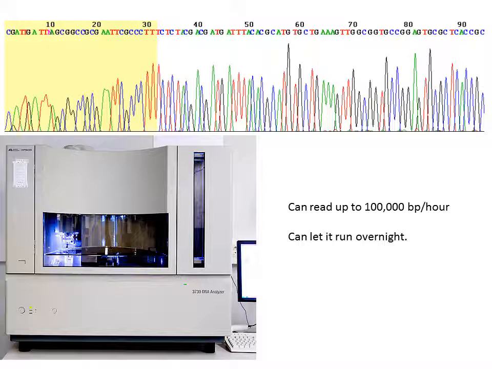You can set this up to run overnight with lots of samples, and you can get a massive amount of data in a short amount of time. The downside is these machines cost somewhere around $300 for each one.